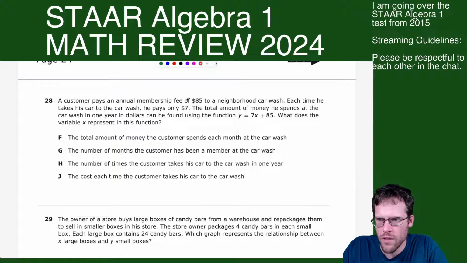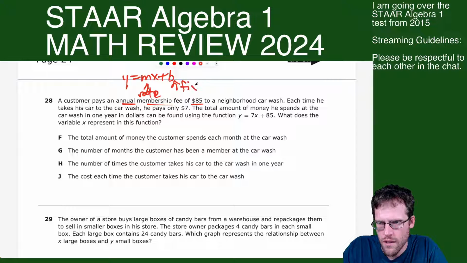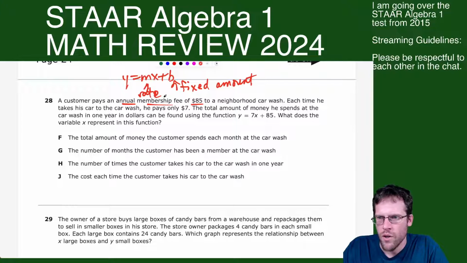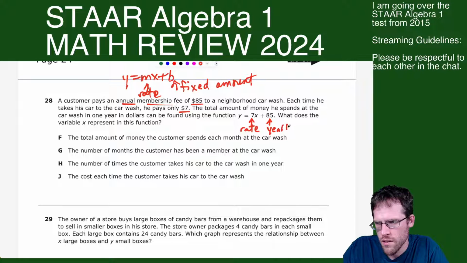So a customer pays an annual membership fee. So annual is like the fixed one. When I have y equals mx plus b, this is the rate, and this is the fixed amount. Okay, so each time he takes his car to the car wash, he pays only $7. So that's the rate, the $7 per car wash. And this is like the yearly fee that he just pays once a year. Okay, so, all right. So there we go.